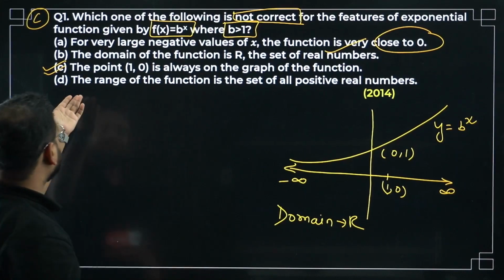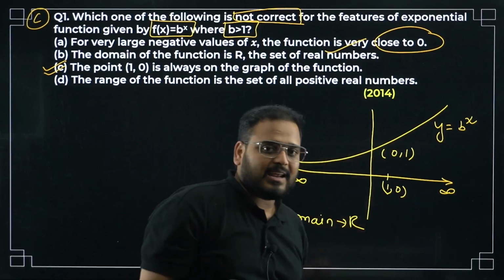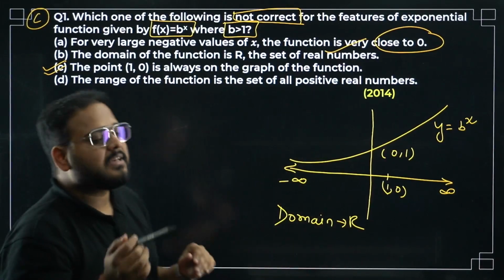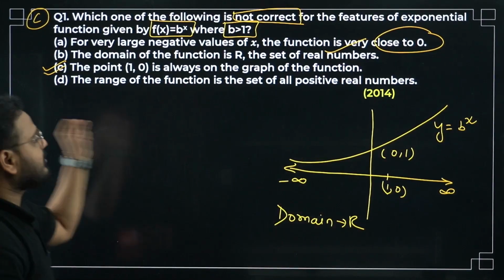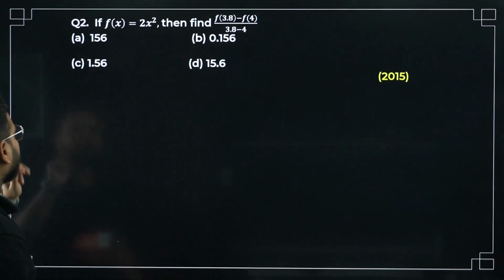If you want, we can read the statement number 4 also. The range of the function is positive. Correct? Yes, all positive. Can it be 0? Never, sir. Answer is simply option number C, which is the incorrect option. Clear hai? Moving on to question number 2.